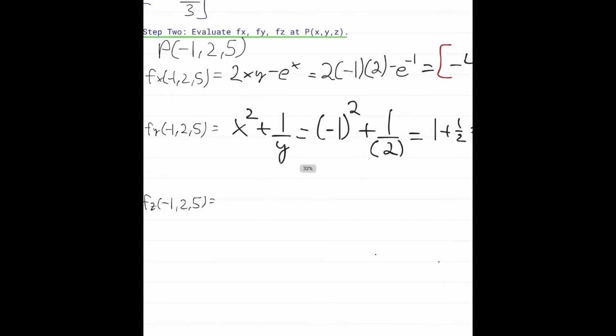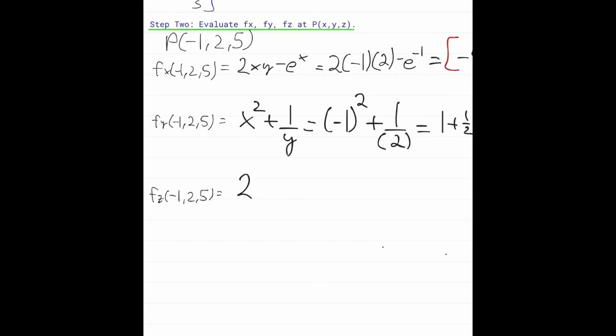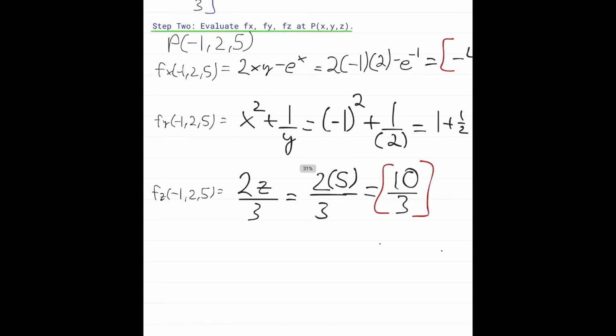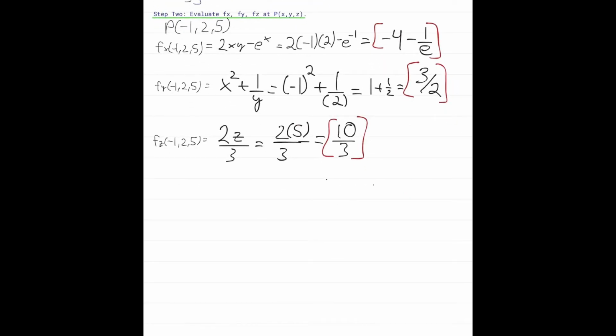So what about our f of z? So our f of z, we see is 2z over 3. So that's our f of z. So our partial z, now we plug in the z, which is 5. So we get 2 times 5 over 3. Plug this in, we get 10 over 3. So now we have our partial x evaluated, partial y evaluated, and partial z evaluated.